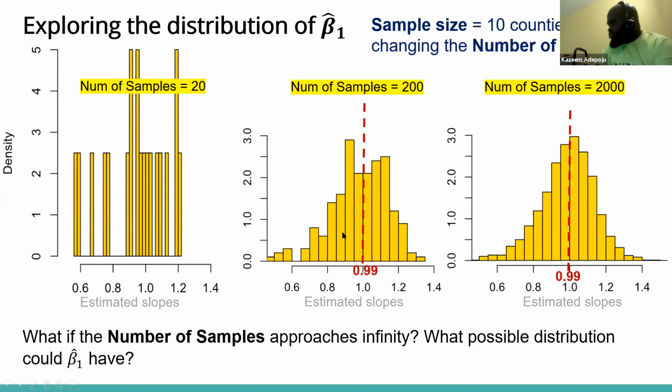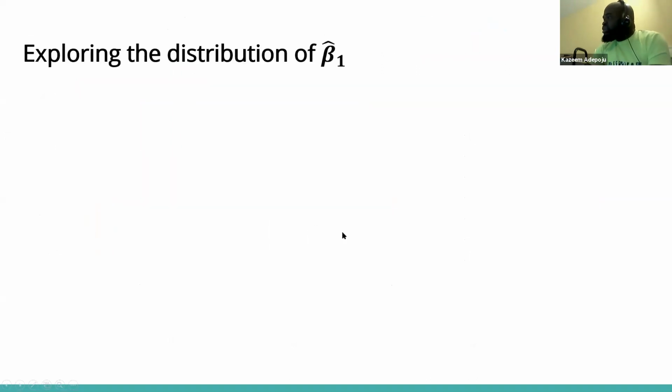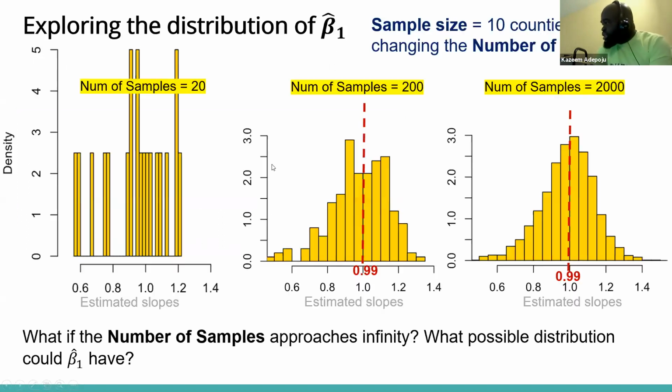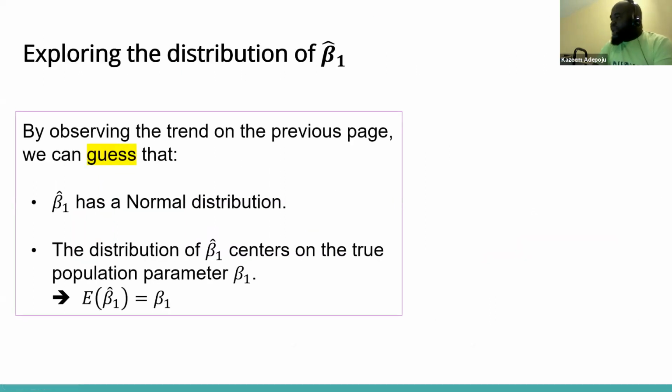Very good. Now, exploring the distribution of the beta 1 by observing the trend on the previous page, I'm talking about this page. By looking at the trend, look at what we see. Then we can guess that beta 1 cap has a normal distribution.